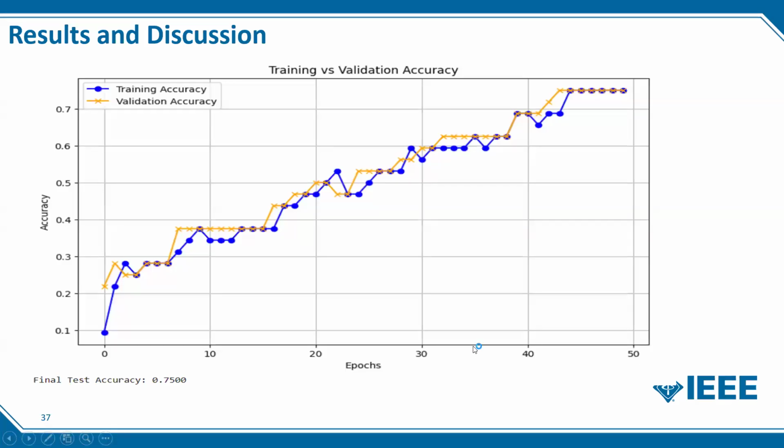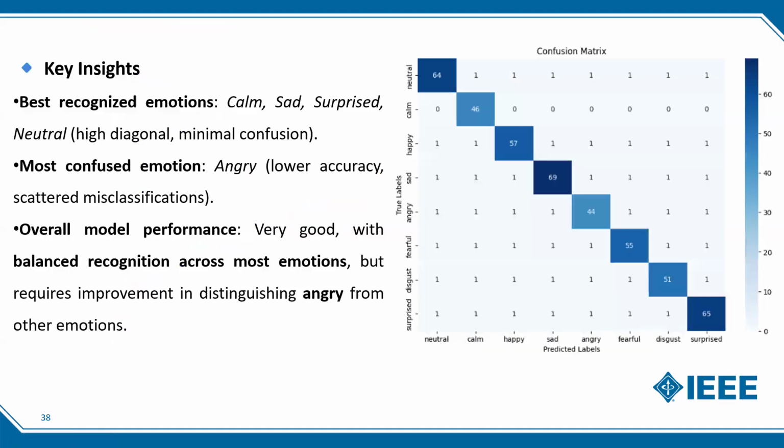So this is the performance. We have considered only 50 epochs. And this is the training versus validation performance, the training performance and the validation performance. And this is the confusion matrix we obtained with this.